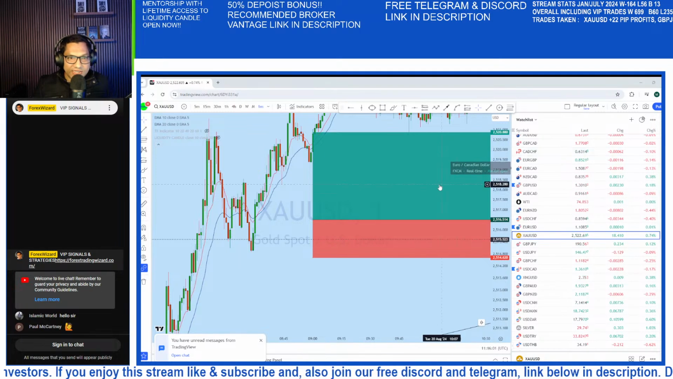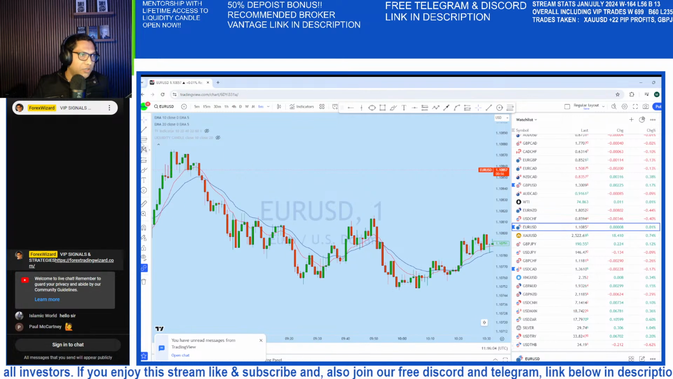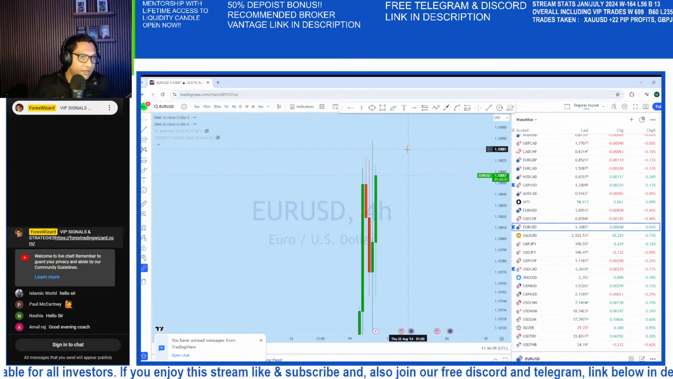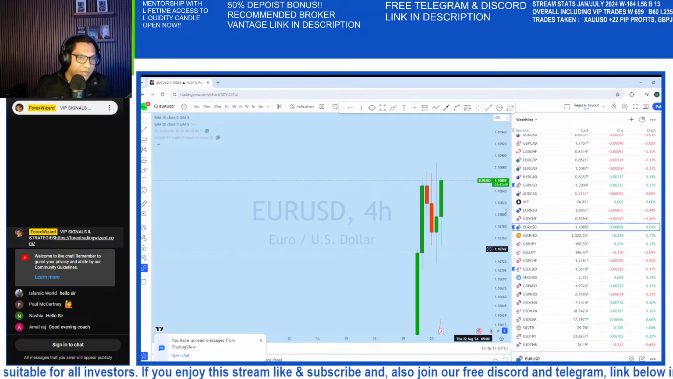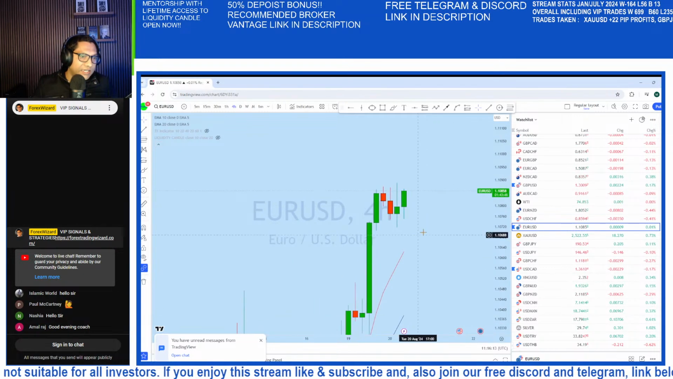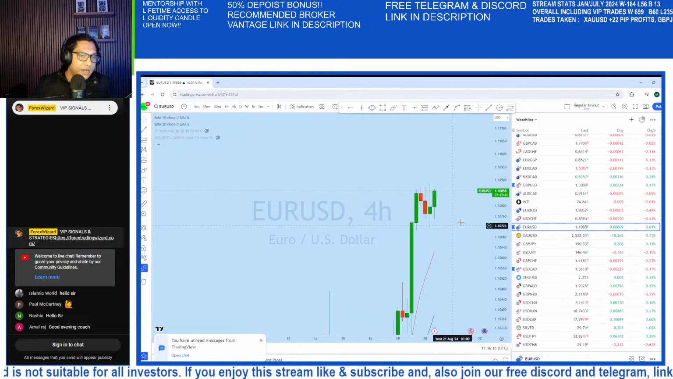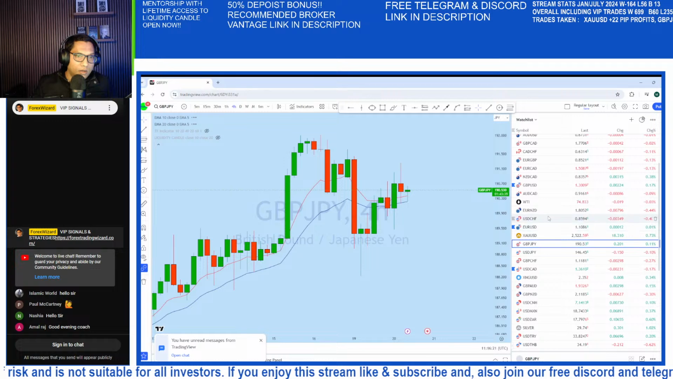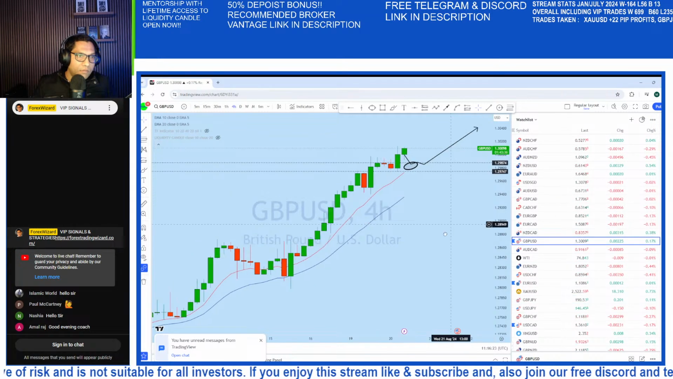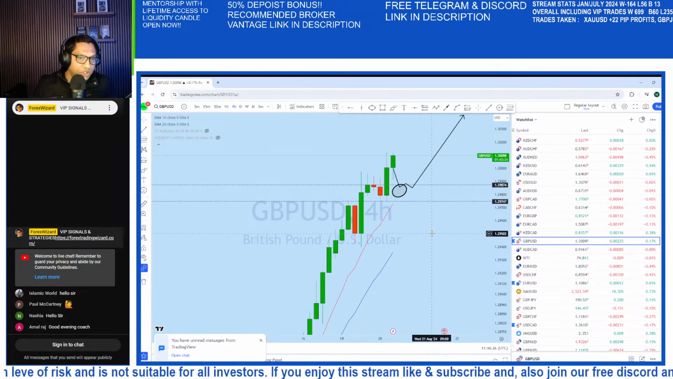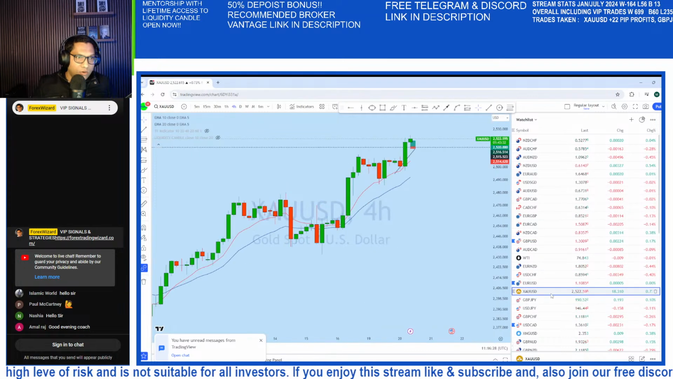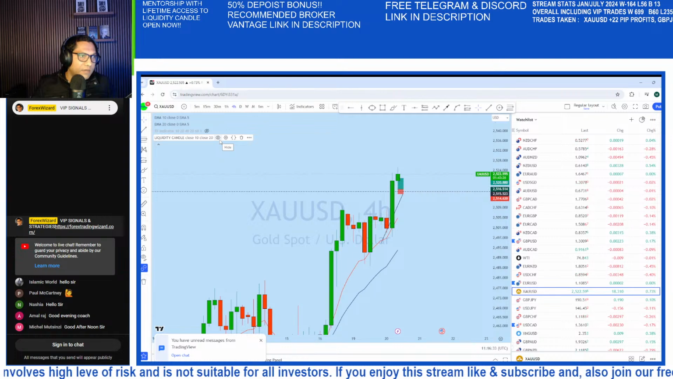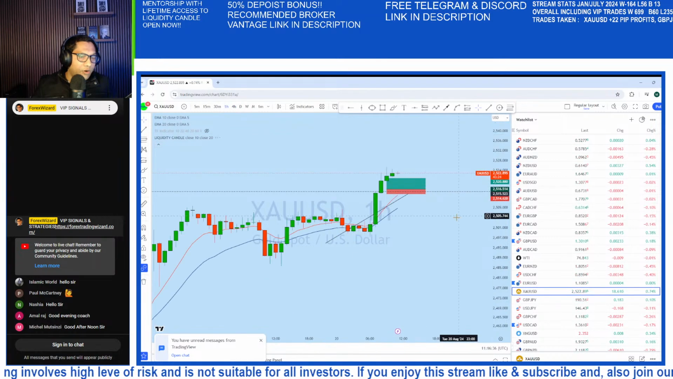As expected, we can see that most of the pairs, especially the USD pairs and gold, are acting very predictably at the moment. There is significant bullish momentum on Euro Dollar, gold, and British Pound US Dollar. We can see a bullish move on GBPUSD, and gold is trending nicely, with multiple candle formations.